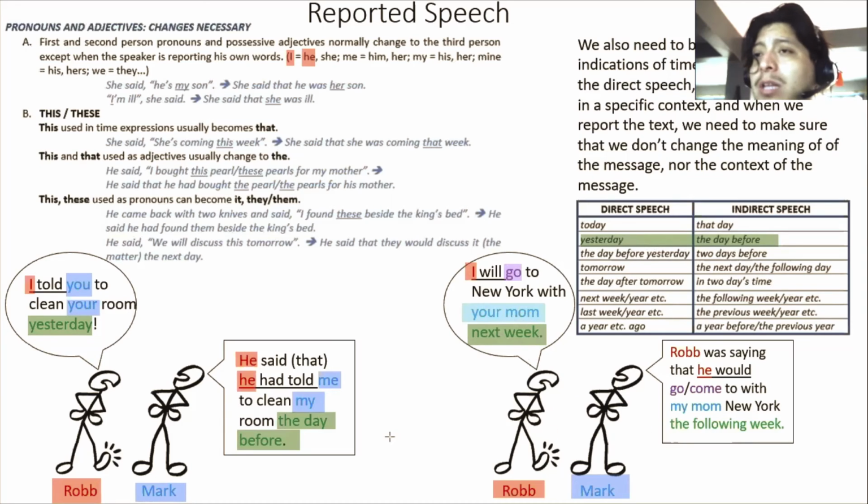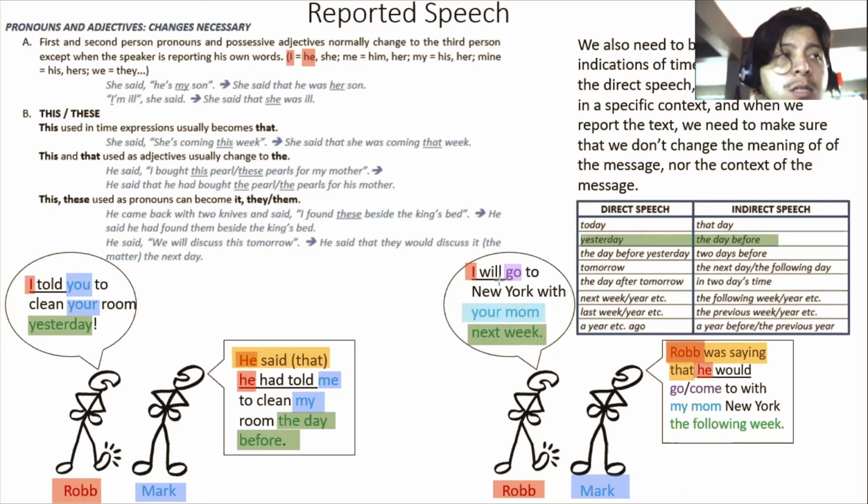Cuando Mark está reportando esto, Mark tiene que empezar por una cláusula que explique que él no es el autor de esto, ¿sí? La introduction clause, ¿sí? La cláusula de introducción, he said that, Rob was saying that, acuérdense, siempre empezamos con una cláusula que especifique eso. Después, bueno, cuando Rob dijo I will go, se refería al propio Rob. Cuando Mark dice que Rob se va a ir, no dice I, dice he will go, ¿sí?